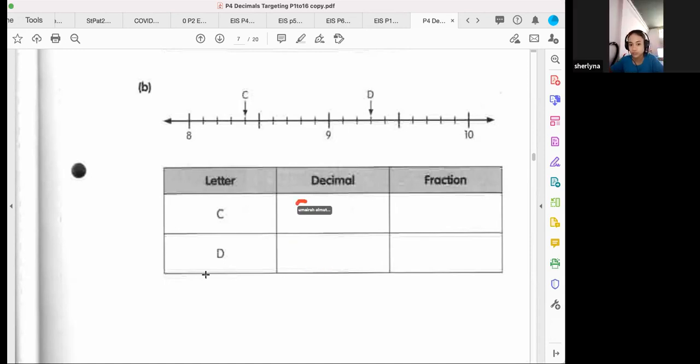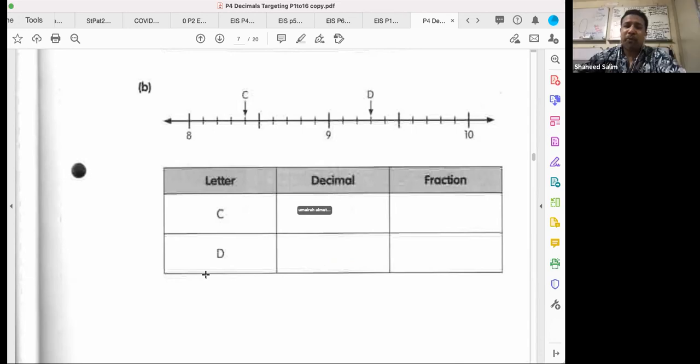8.4 is correct. Okay. Now, how do we know it's correct? You can see how.